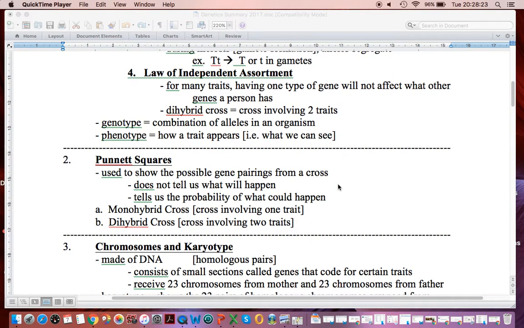Punnett squares, we use these to predict the probabilities for gene pairings. Most of the time you're going to be doing crosses, monohybrid crosses, and you're going to have 4 boxes, and you're going to check out what are the genotypes in those 4 boxes and do it as a probability. Occasionally you'll have to do dihybrid crosses, and in that case you're looking at a cross involving 2 traits, and the result is you end up with 16 boxes filled with genotypes that you have to interpret.